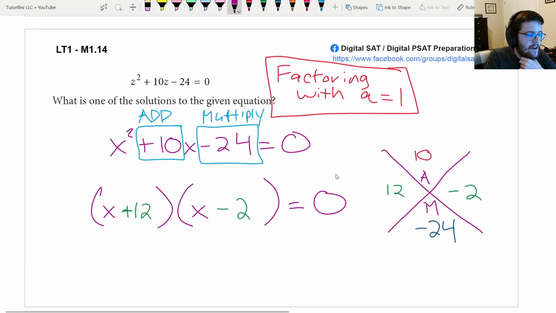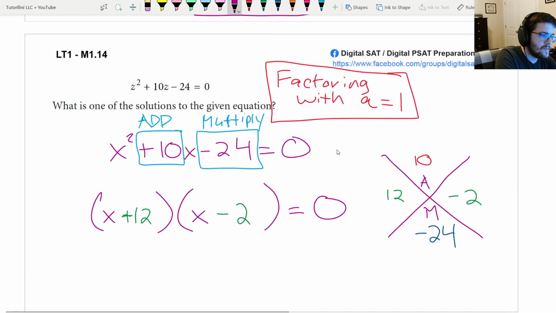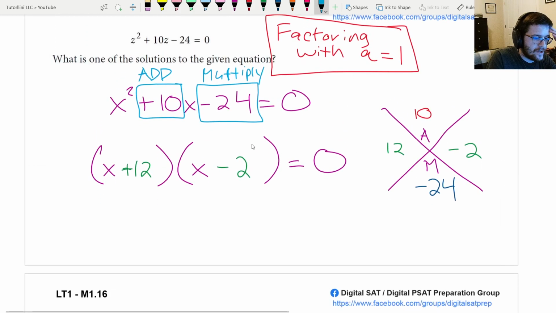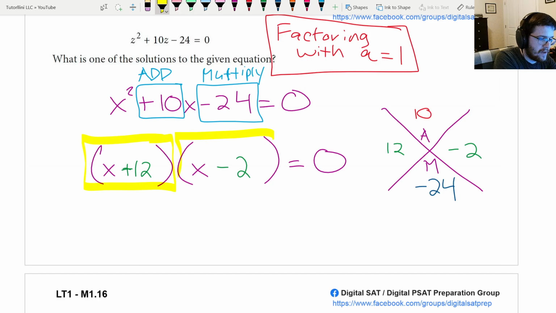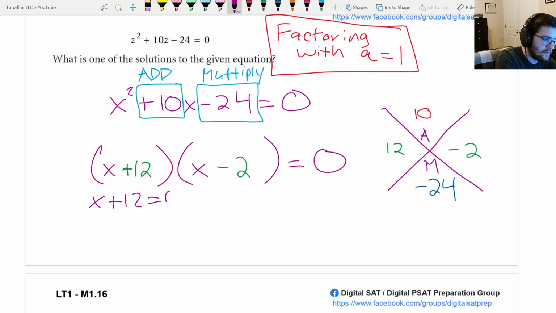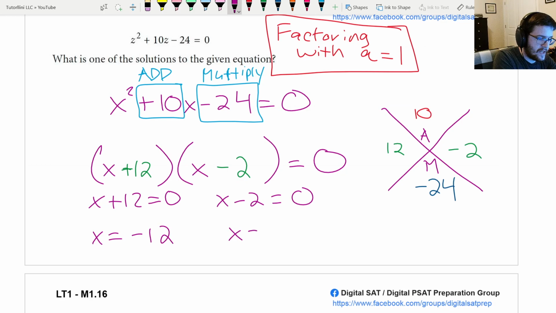Now, whenever you have factors set equal to 0, we're going to do what's called the zero product property. We're going to look at each factor, we don't care about the exponents or anything, just whatever's inside the parentheses, and we're going to set them equal to 0. So x plus 12 equals 0, and x minus 2 equals 0. Subtract 12 from both sides, we get x equals negative 12, and then add 2 to both sides. On this one, we get x equals 2.